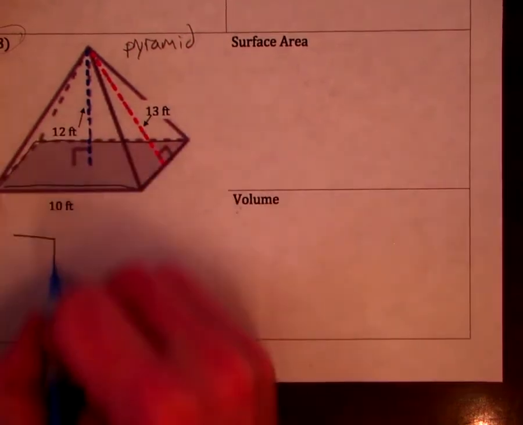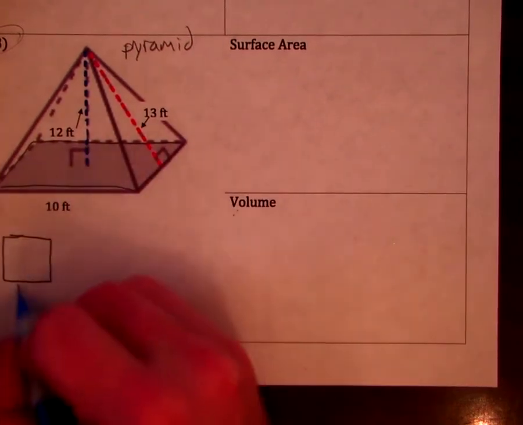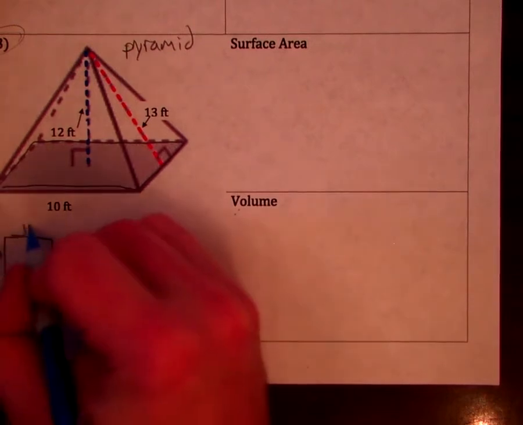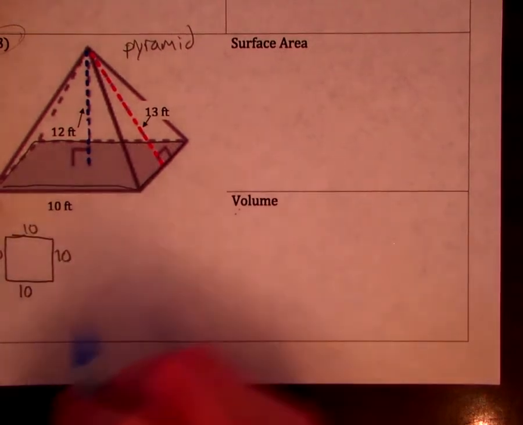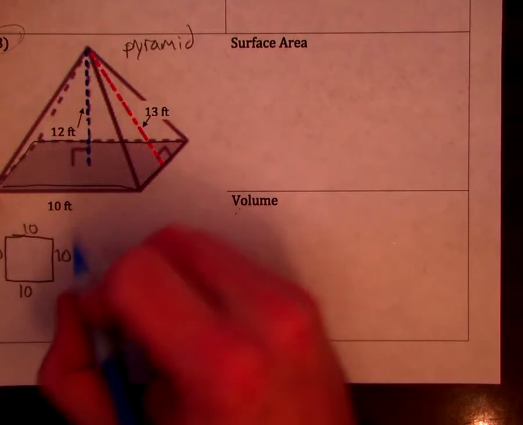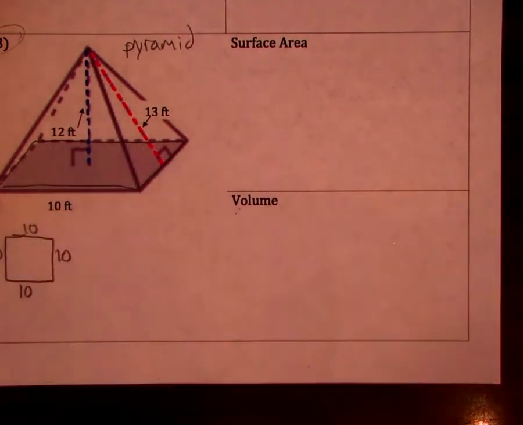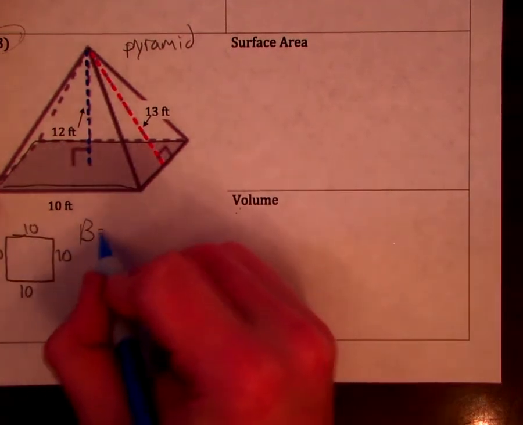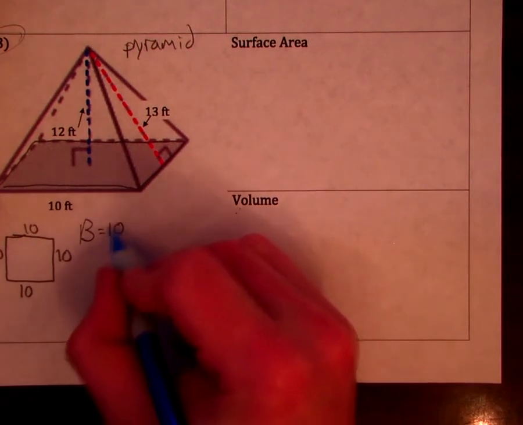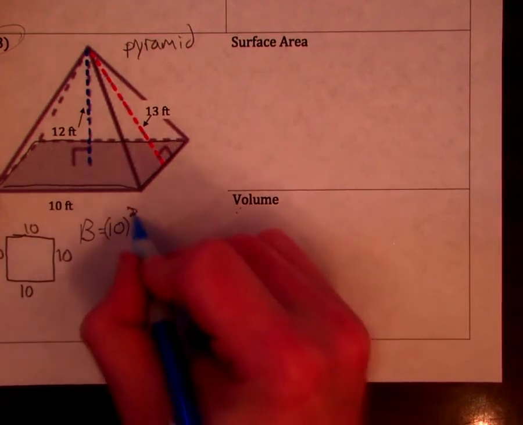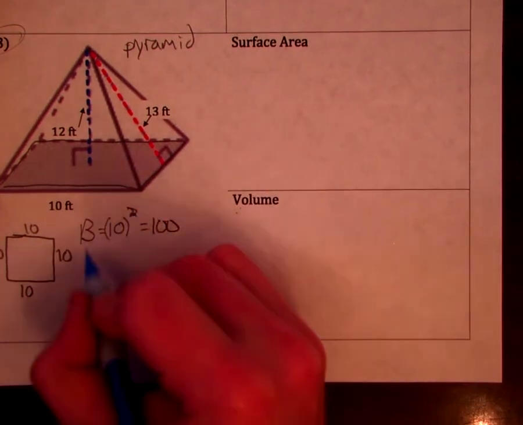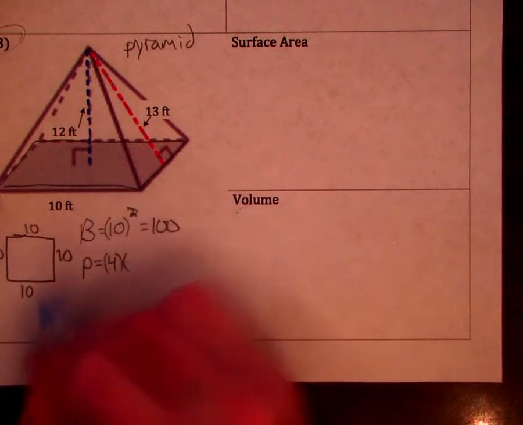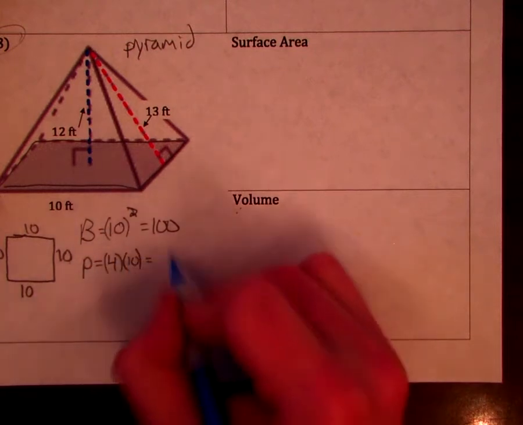the base. Since it's a square, you have a side length of 10, and the other side lengths are 10 as well. Be able to have those labels. The area of the base is just the side length to the second power, so that's going to be 100, and then the perimeter of the base is 4 times the side length, so it's going to be 40.